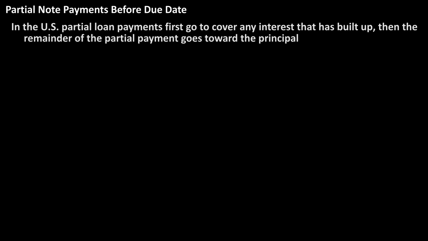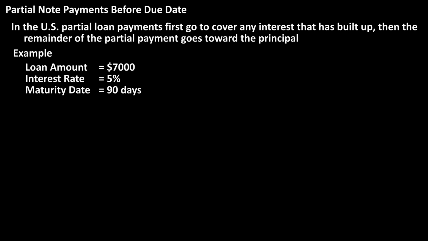In the U.S., any partial loan payment first goes to cover any interest that is built up, and the remainder of the partial payment then reduces the loan principal. As an example, let's say that someone owes $7,000 on a 5% note with a maturity date of 90 days.